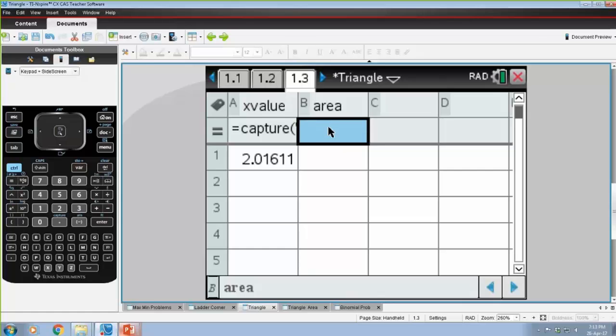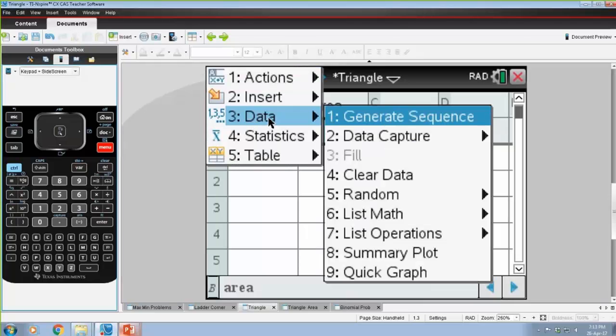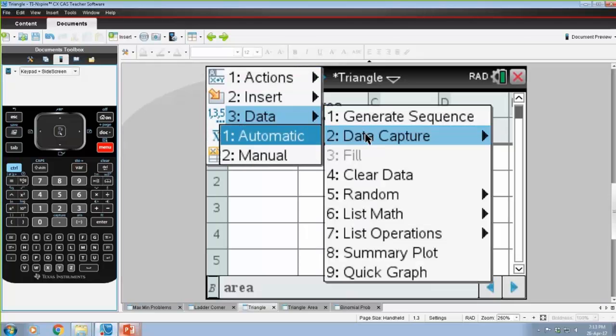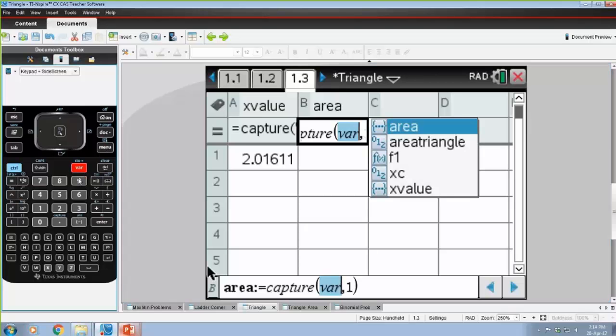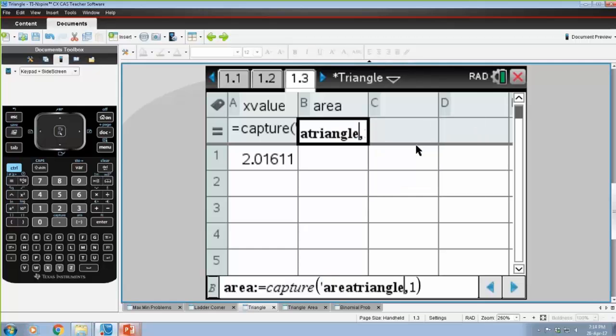The same thing in this cell here. Let's repeat that again and go Menu, Data, Data Capture, option number 2, again automatic. The variable that I want to capture this time is the area of the triangle. So once again we'll press our var key and choose area of triangle. That'll paste that in, and press enter.